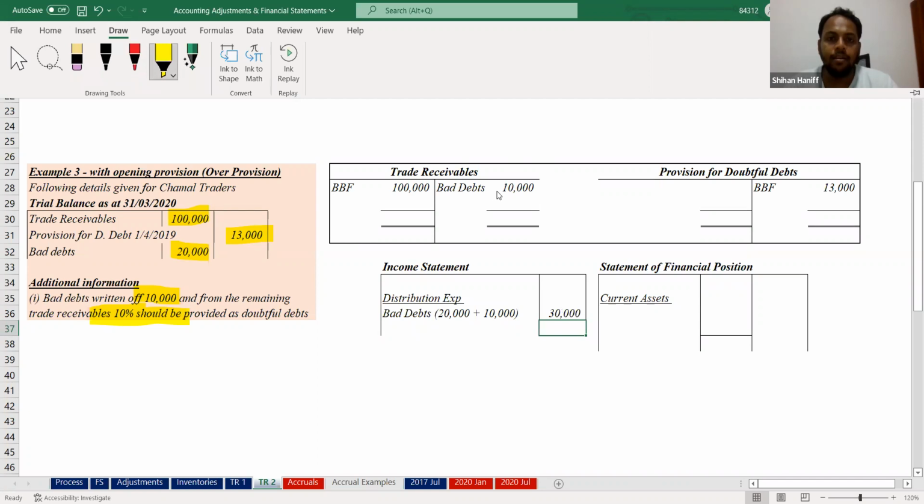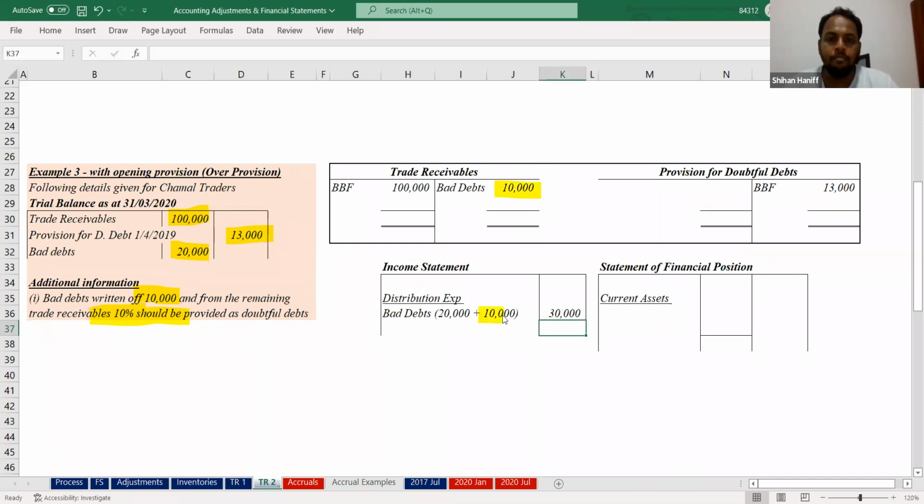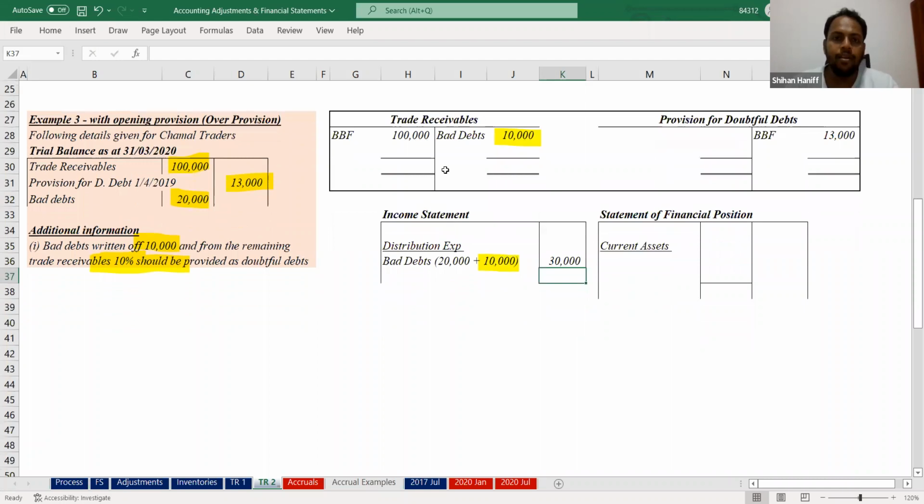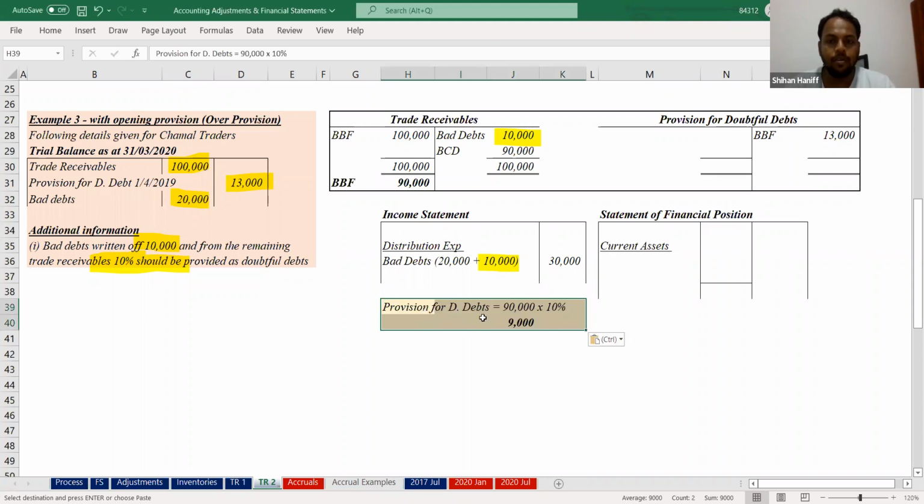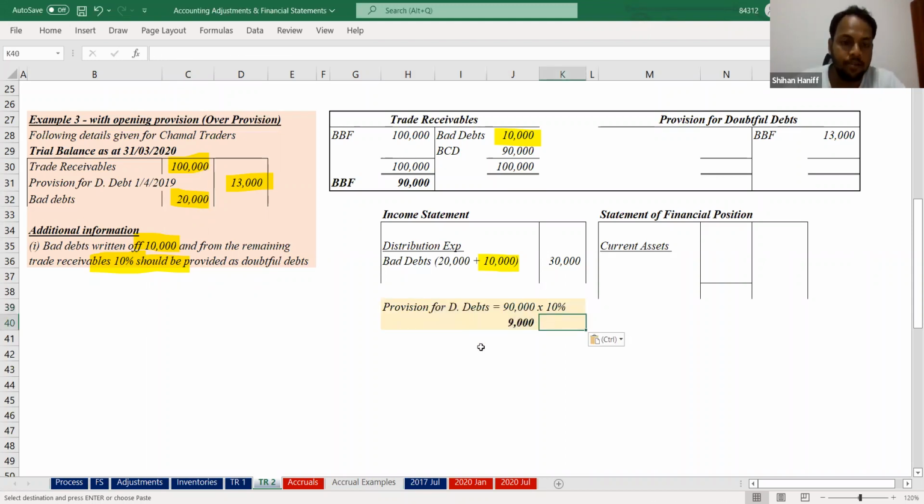Double entry for bad debt. Debtors account credit. Bad debt account debit. Then from the remaining trade receivables, provision is 10%. Then we will calculate the remaining trade receivables. It's 90,000. Then provision is 9,000. Same as the previous question.